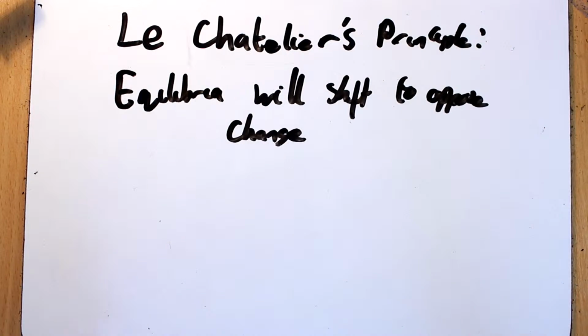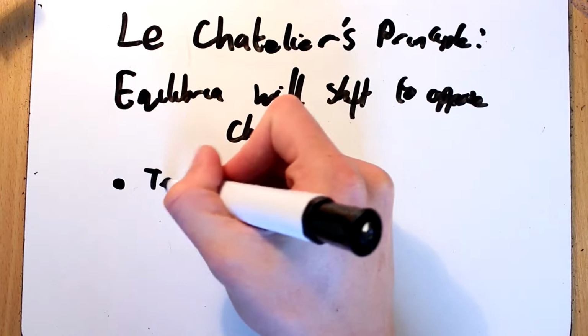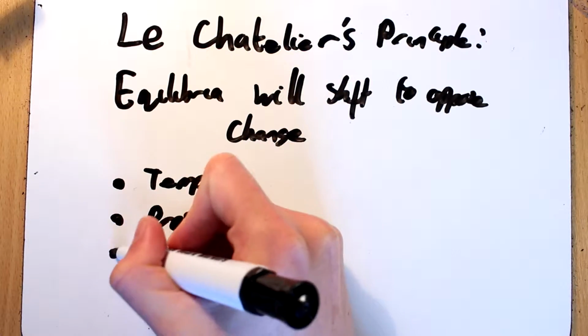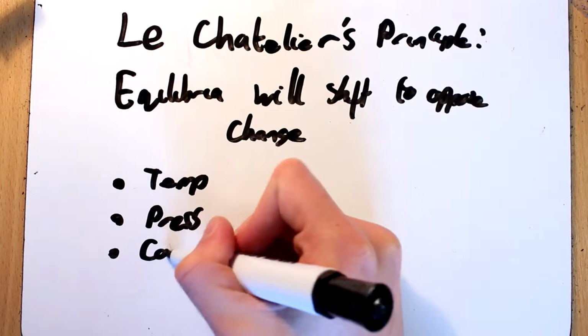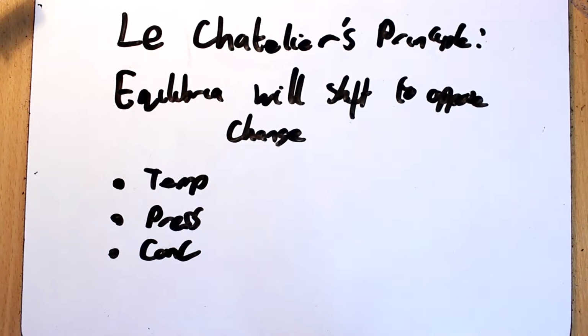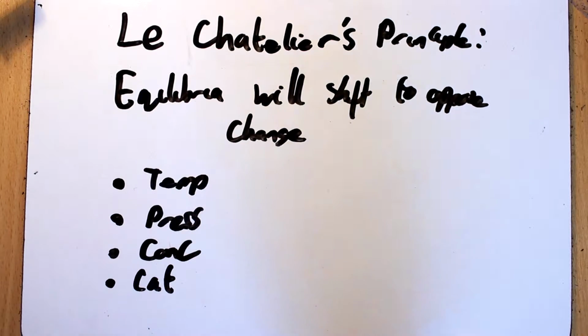So what does this actually mean, and how do we actually change an equilibria? Well, if we have a system at equilibria, there's a few things we can do to it, and this really is the same things that we were doing in kinetics, where you can change the temperature, you can change the pressure, you can change the concentration of either your reactants or your products, like one part of the reaction or whatever, or you could add a catalyst.